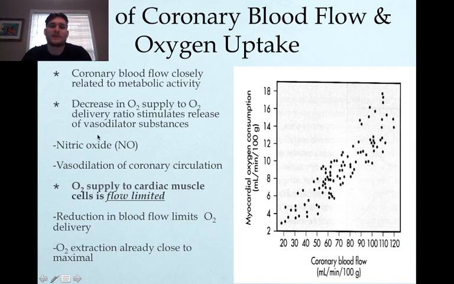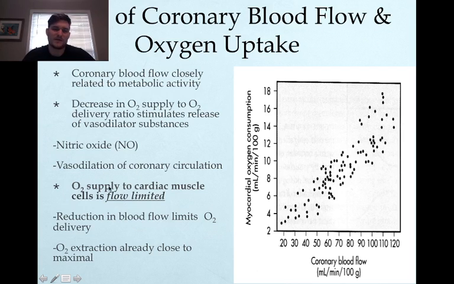And so what's the solution? How do we get more blood flow to the coronary circulation? It's this nitric oxide, the vasodilator substances that get released as a consequence of the mismatch between O2 demand and O2 supply. But this is going to help then increase the flow to that cardiac muscle tissue, and then the O2 consumption, the VO2 of the heart, can then go up.